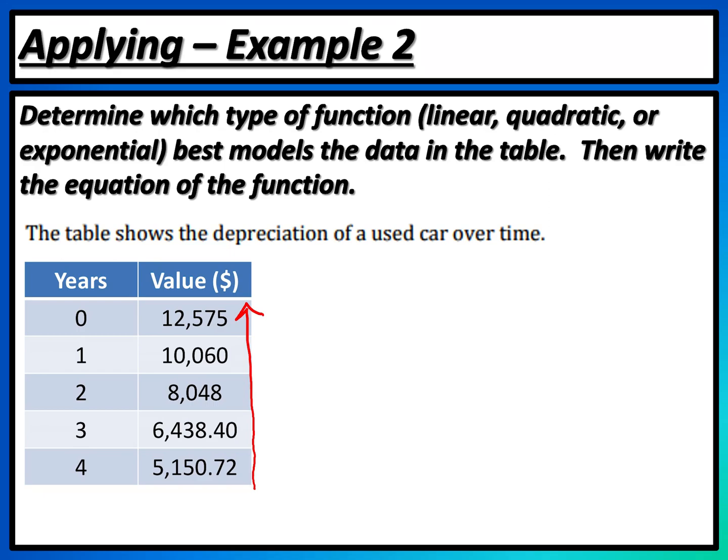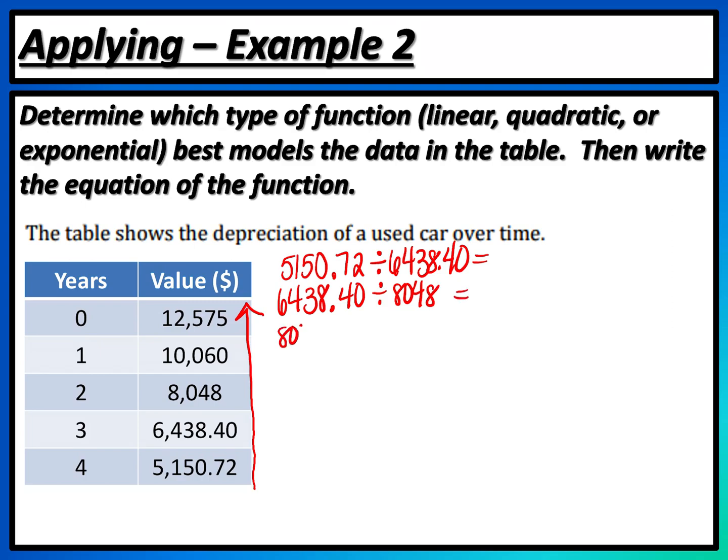So I would do 5,150.72 divided by 6438.4. And I highly suggest that you write out these little subtraction and division problems. I mean, they take what, 2 minutes to write out, but I think it's really important.